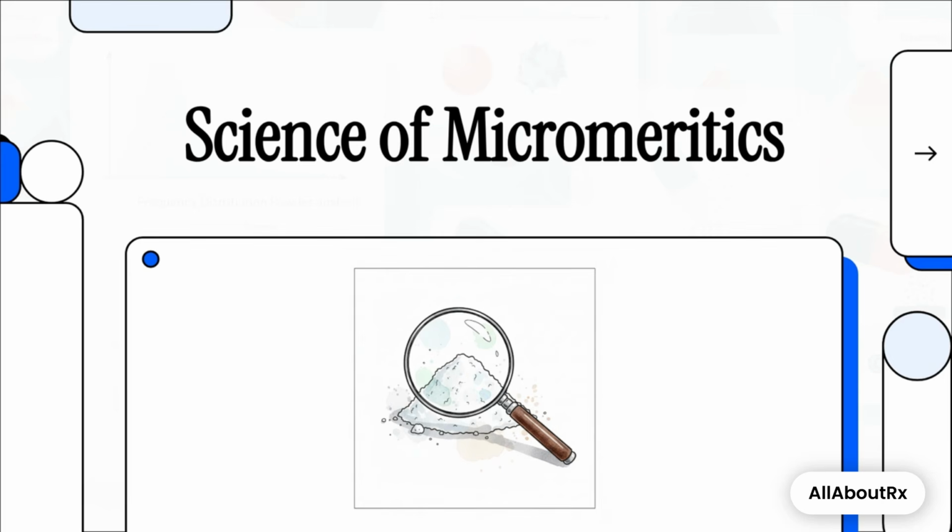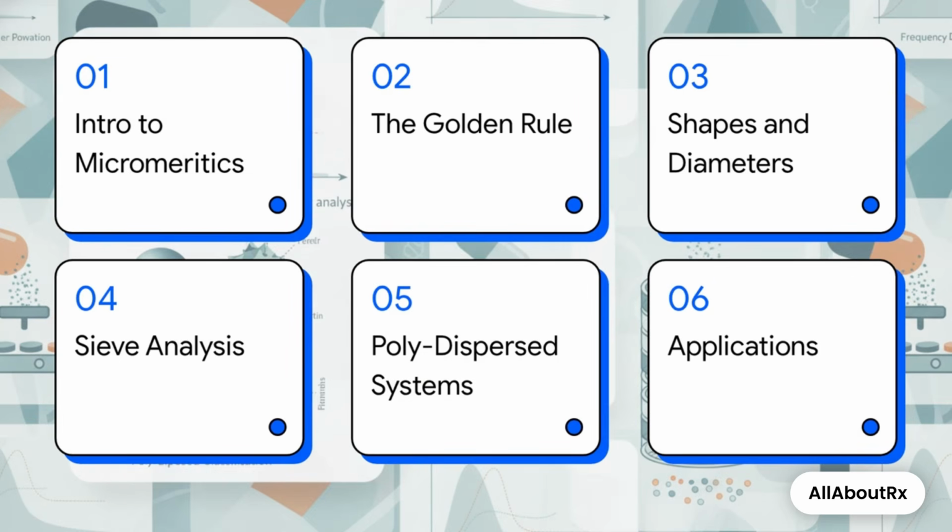We're going to be exploring exactly how particle size, shape, and surface area critically influence the physical, chemical, and pharmacological properties of pharmaceutical dosage forms. Basically, today is all about understanding how these tiny microscopic particle properties dictate exactly how a drug behaves once it's inside your body. Here is our roadmap for today's explainer.